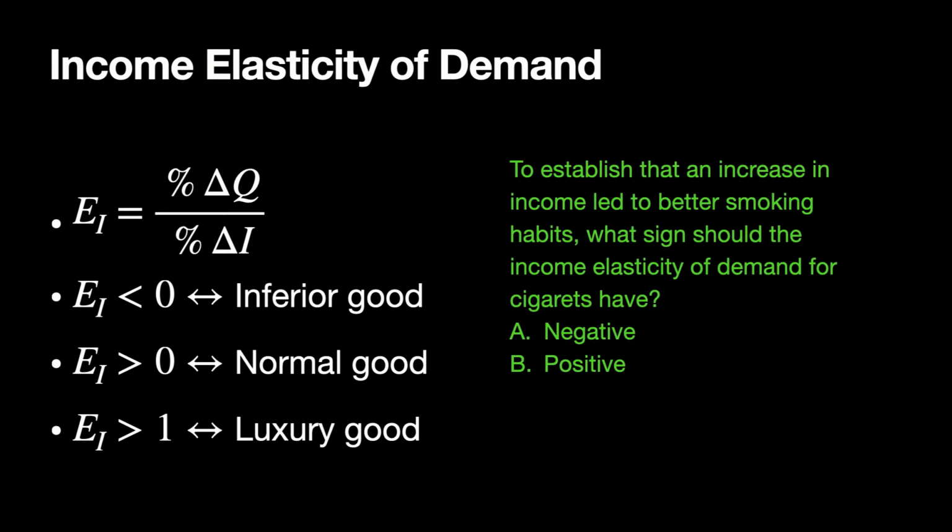To establish that an increase in income led to better smoking habits, what sign would the income elasticity of demand for cigarettes have? Please take a second and answer this question. For this to be true, cigarettes must be an inferior good, so you would have to calculate a negative income elasticity of demand coefficient for cigarettes.